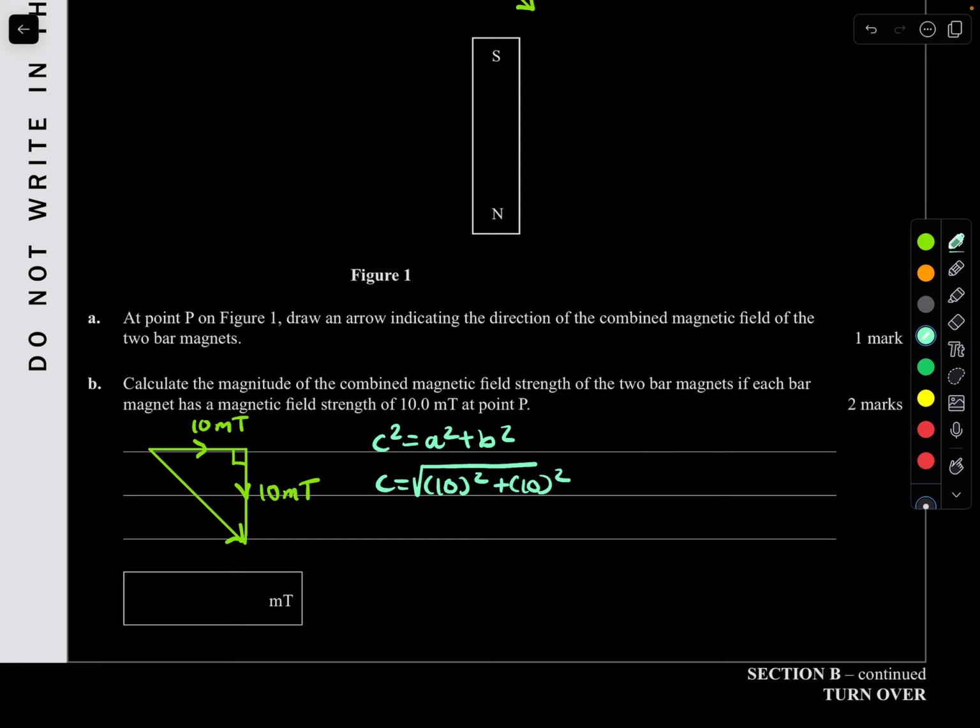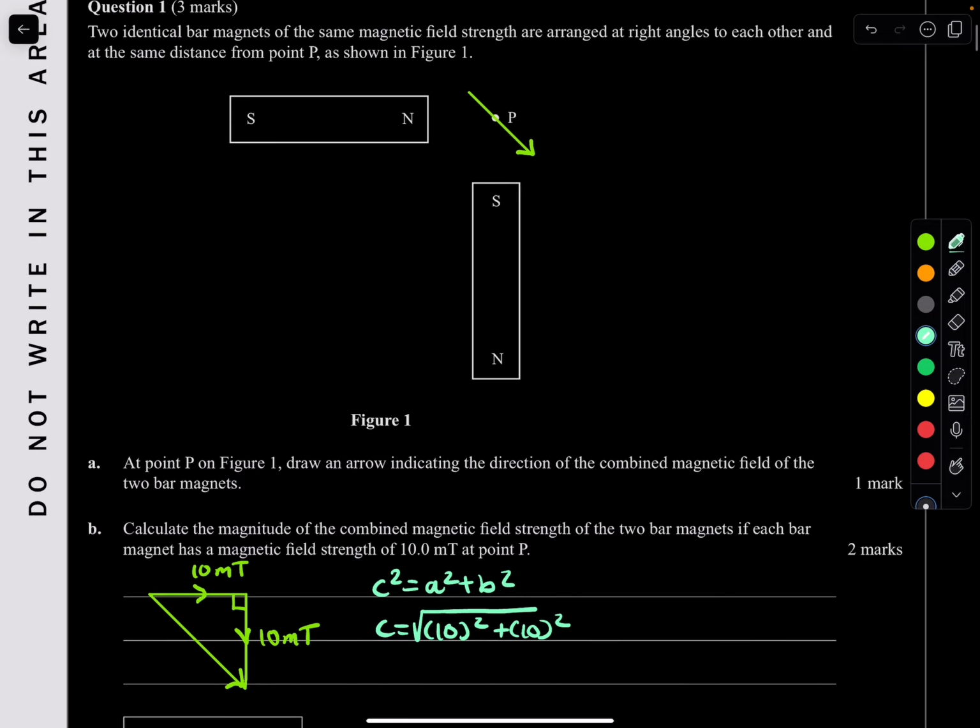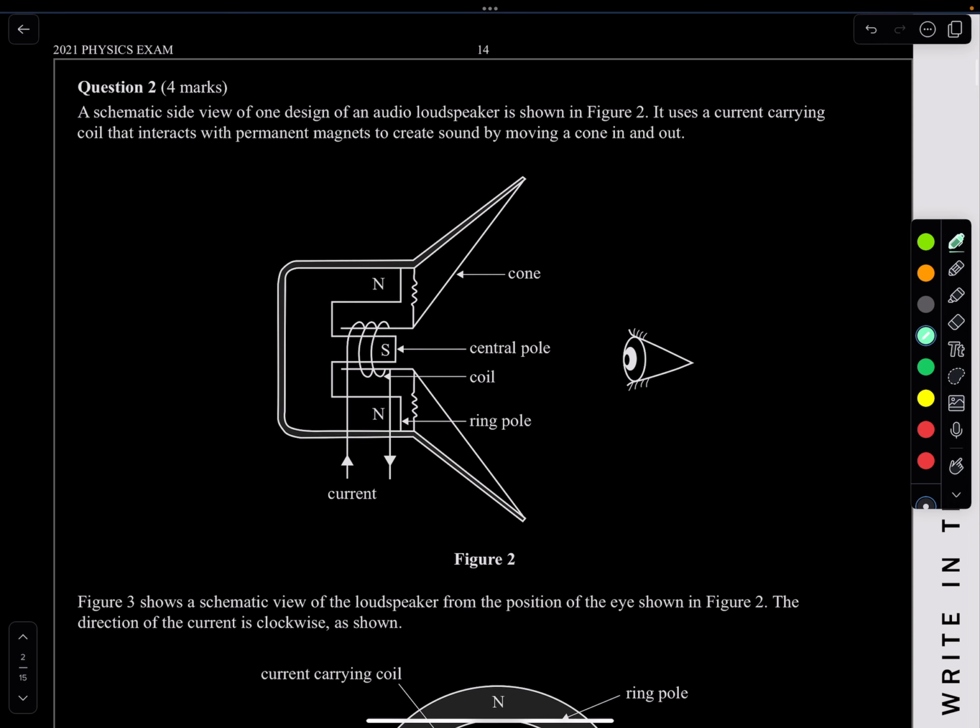So using my calculator there, I should get, to how many significant figures? We want 3 significant figures. We get 14.1 milliteslas. Beautiful.